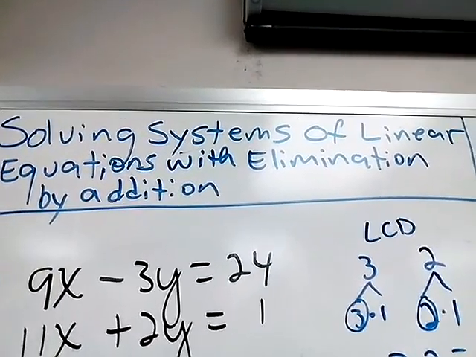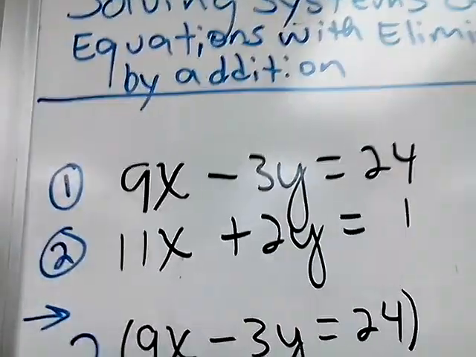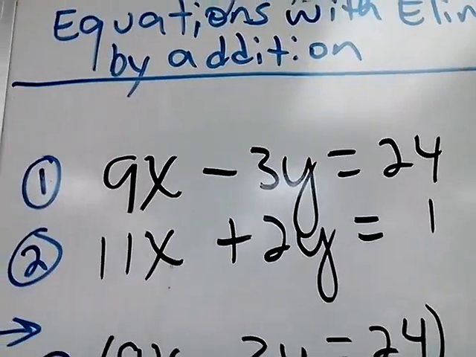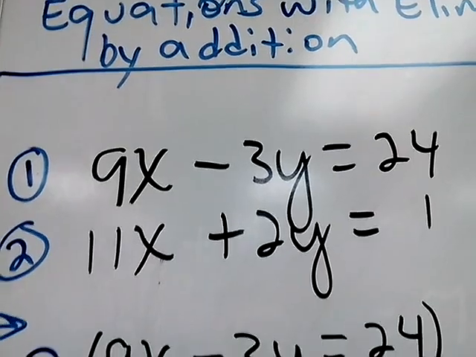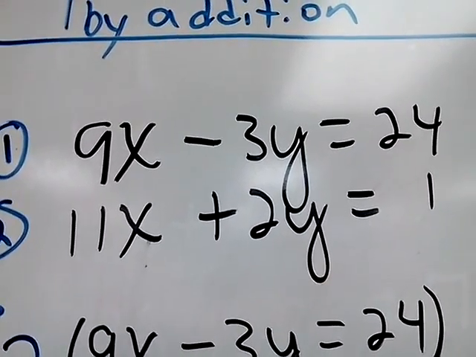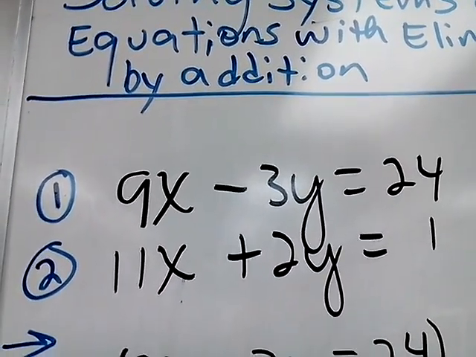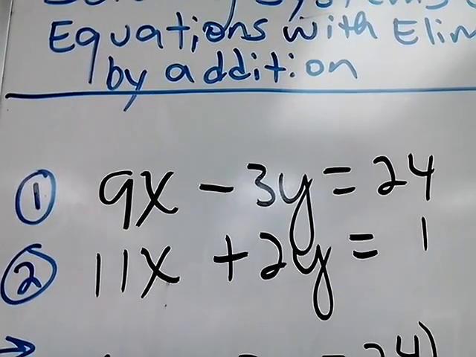Solving systems of linear equations with elimination by addition. We have a linear system here that we want to solve. The first one is 9x minus 3y is equal to 24. The second equation is 11x plus 2y is equal to 1.